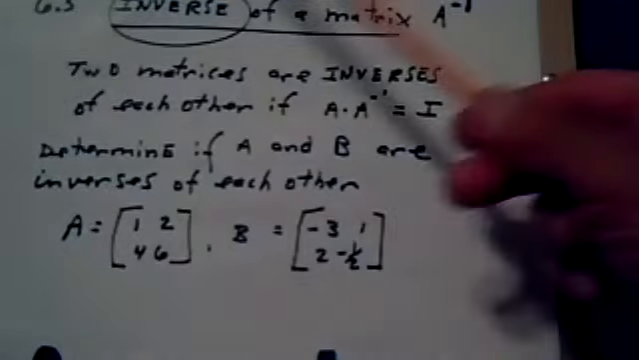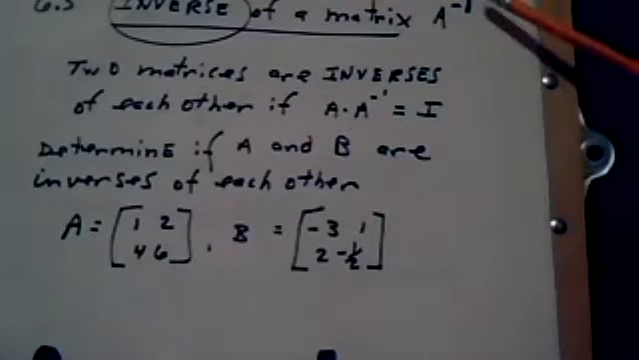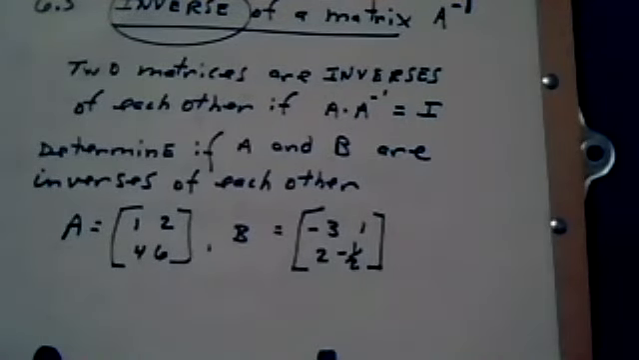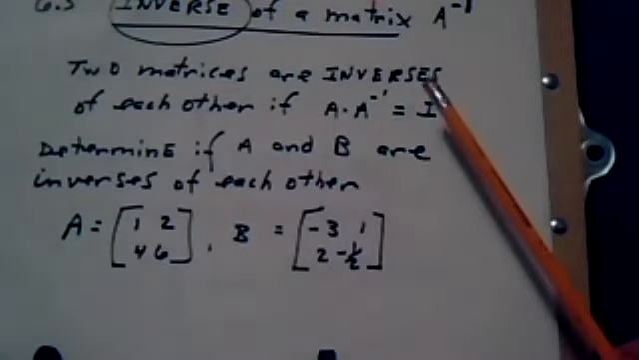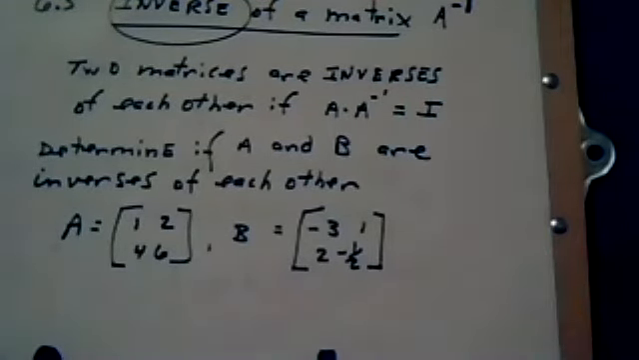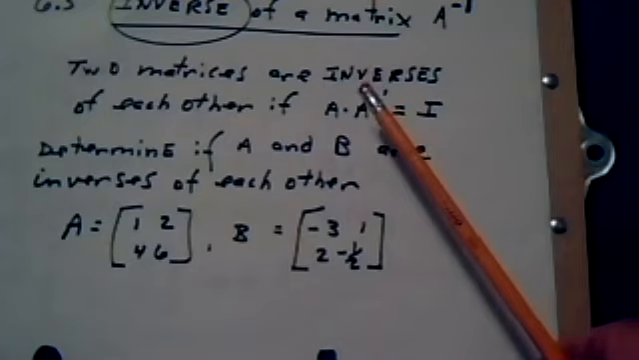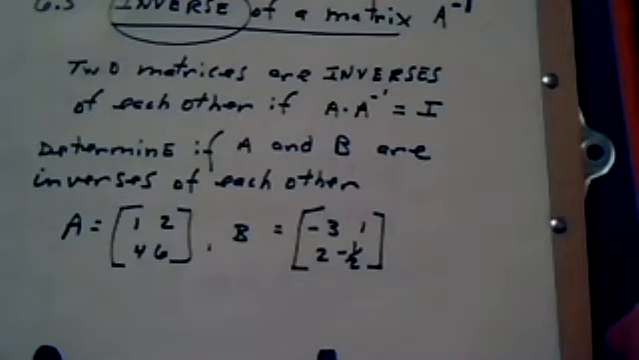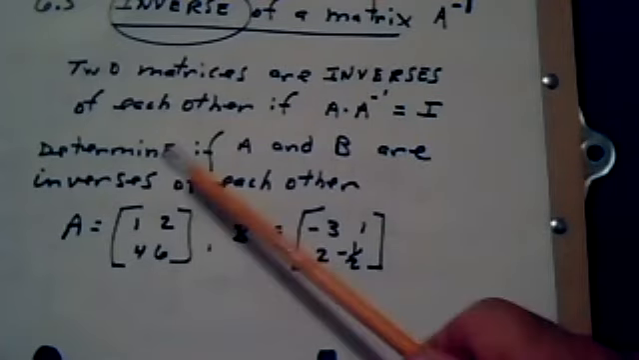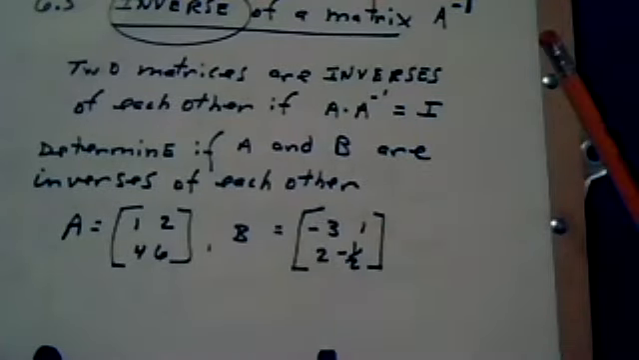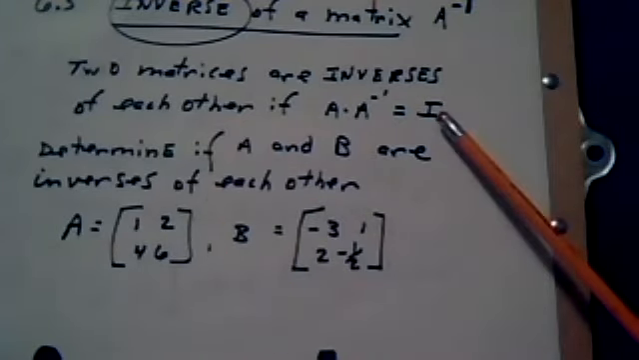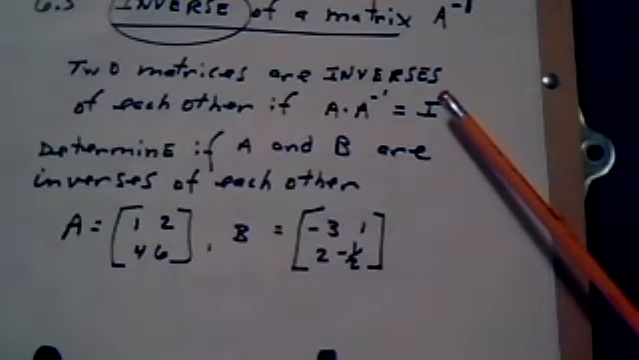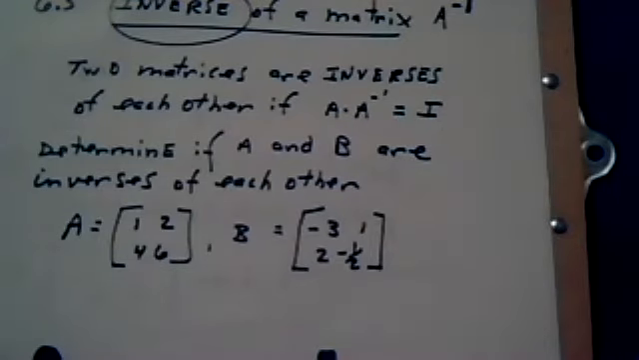So here, that's a symbol for inverse. Two matrices are inverses of each other if when you multiply the matrix and its inverse, you get the identity. Like if you multiply a number times its reciprocal, you get a 1. So how do you determine if these two matrices are inverses of each other? Well, if I were to multiply them and get an I, which is called an identity, it's a matrix.